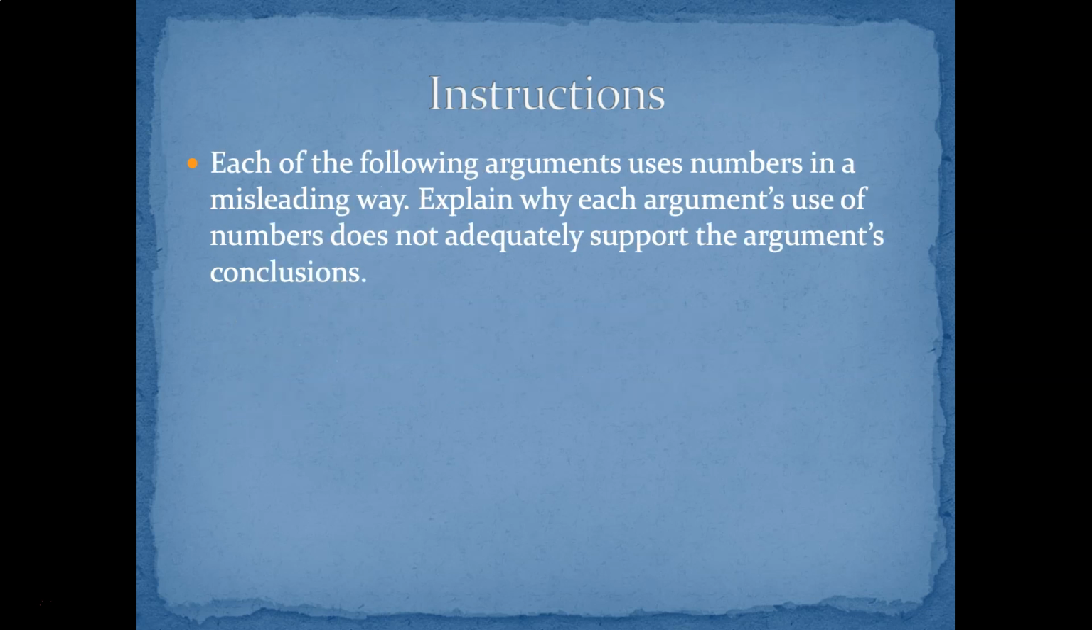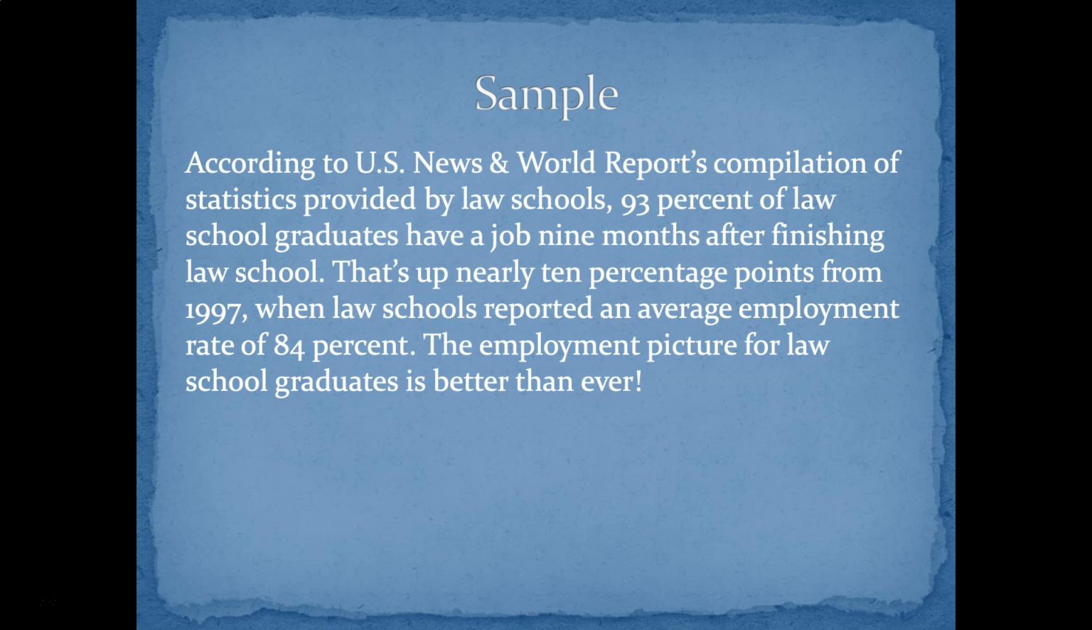Each of the following arguments use numbers in a misleading way. Explain why each argument's use of numbers does not adequately support the argument's conclusion. All right, here's the sample. According to U.S. News and World Report's compilation of statistics provided by law schools, 93% of law school graduates have a job 9 months after finishing law school. That's up nearly 10 percentage points from 1997, when law schools reported an average employment rate of 84%. The employment picture for law school graduates is better than ever.